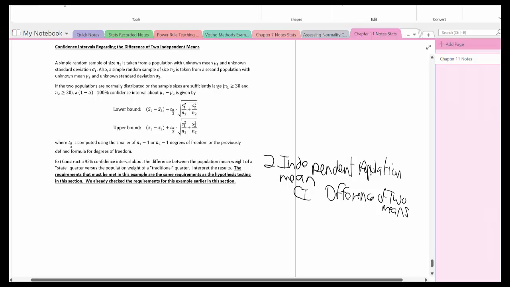Now, keep in mind, I've already written out the requirements for this in a previous example, and they're the exact same requirements as the hypothesis testing in this section. All right, so now let's put this into the calculator.